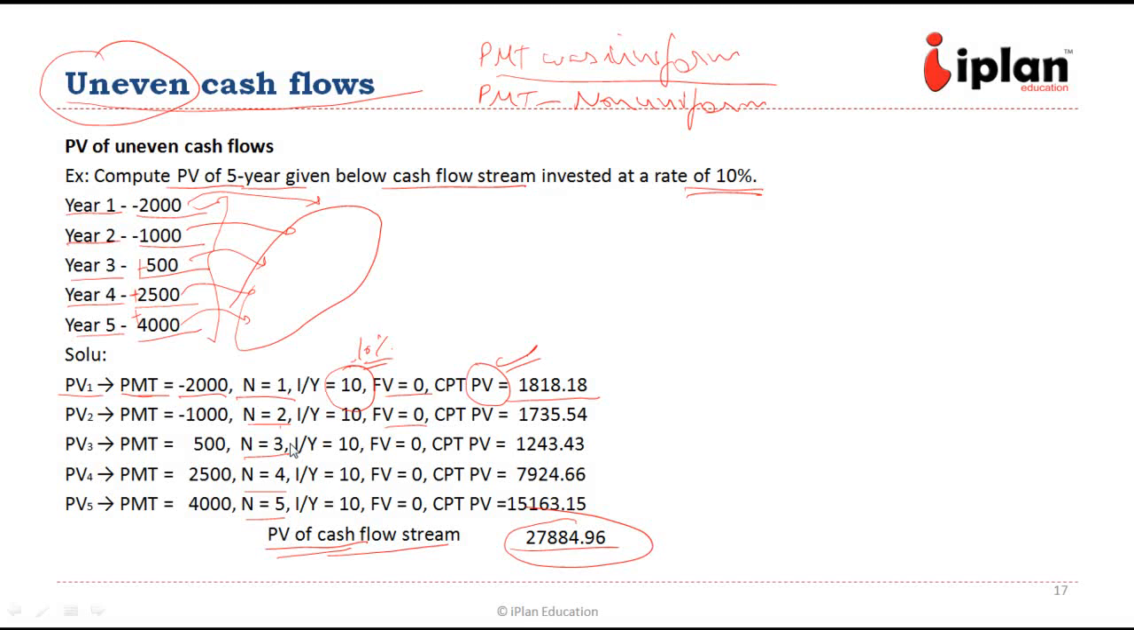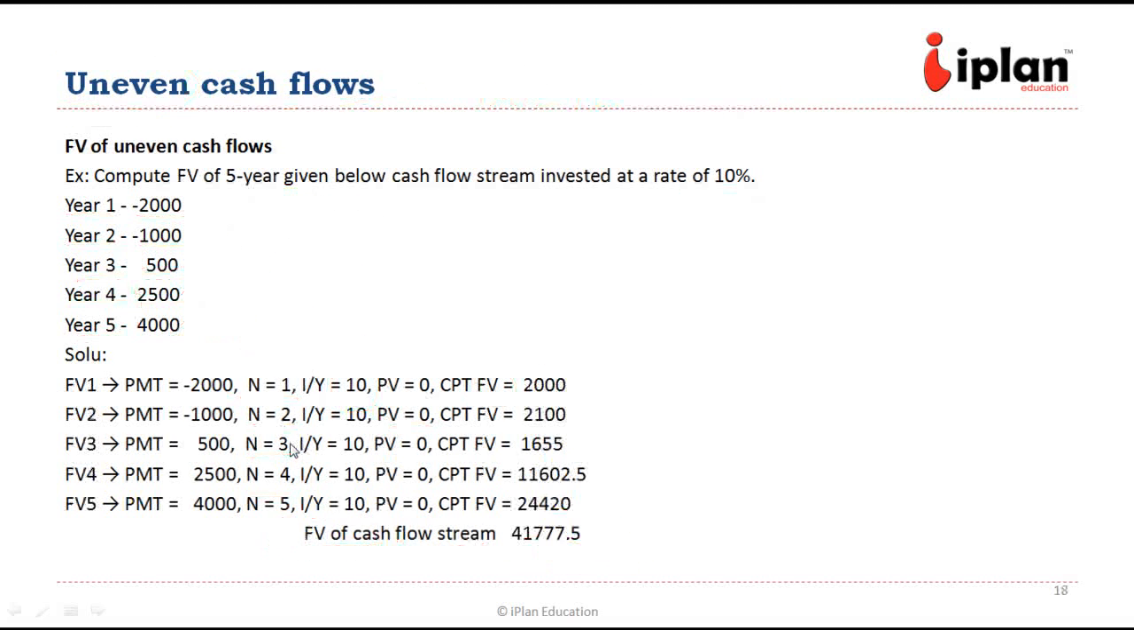Similarly, we can have for the case of future values. So these are the uneven cash flows, and we have to calculate the future value. So we calculate future value for all the individual cases. Time period is 1. For annual compounding, the rate remains 10%. Present value 0. We calculate future values and then sum them up. We'll get the future value of the entire cash flow stream. So the only difference in uneven cash flows is we have to calculate it separately, and then we can take the summation.